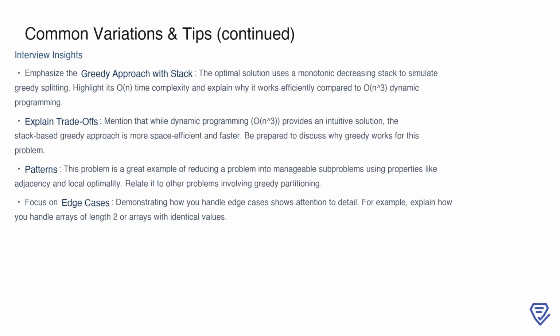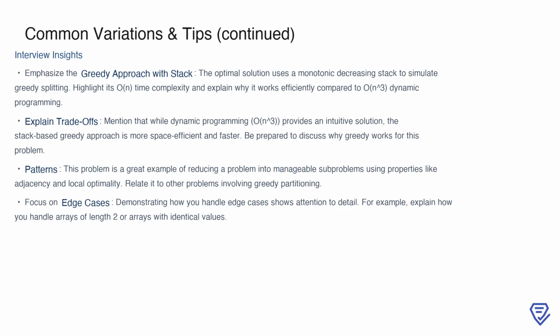Now, let's delve into some insights that are particularly useful for interviews. For this problem, the optimal solution relies on a greedy approach using a monotonic decreasing stack. This method is not only elegant but also highly efficient, with a time complexity of O(n). It works by simulating the process of splitting elements in a greedy manner, ensuring that local decisions lead to the global minimum cost. While dynamic programming provides a more intuitive framework for solving this problem, its O(n³) complexity becomes a bottleneck for larger inputs. The stack-based approach, in contrast, is both faster and more space-efficient.